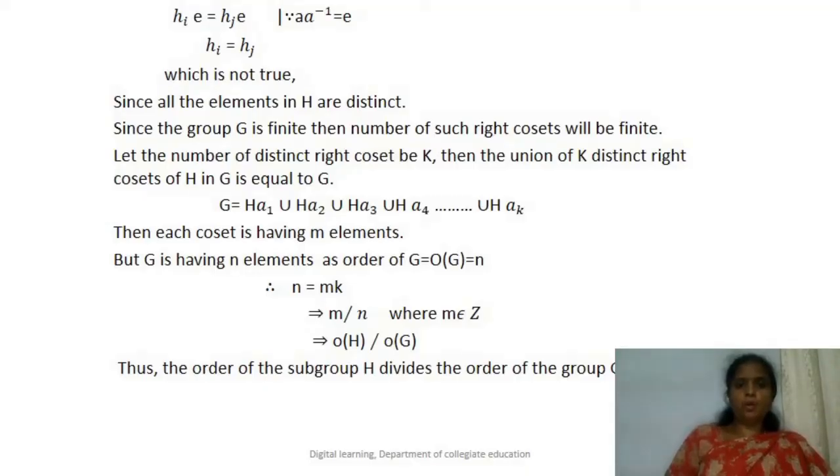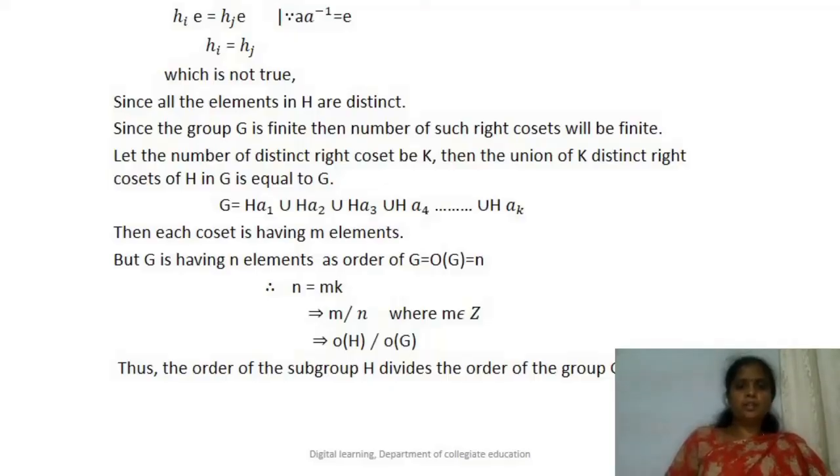But what we wanted was hi not equal to hj, because we said that these two are distinct elements, these two are different elements. But by our contradiction, we got hi equal to hj, which is not true. What we assumed initially is not true. Therefore, since all the elements in Ha are distinct, what we have to take is that the elements are distinct. So distinctness is established here.